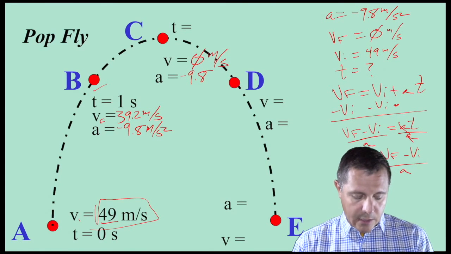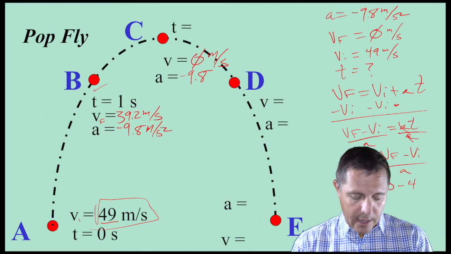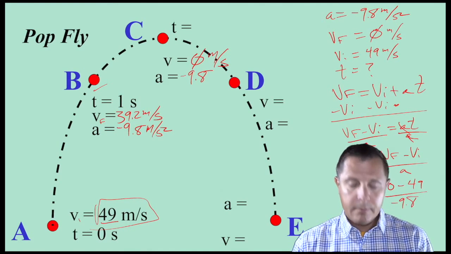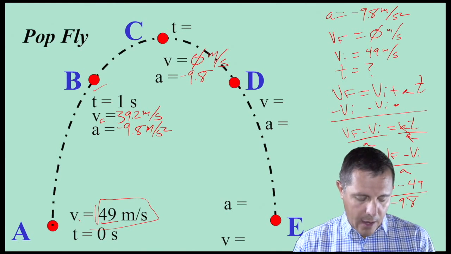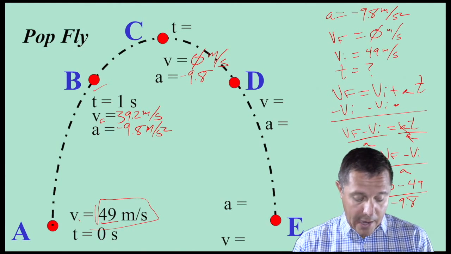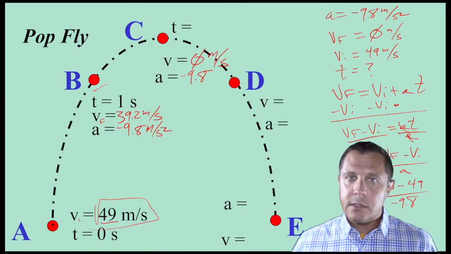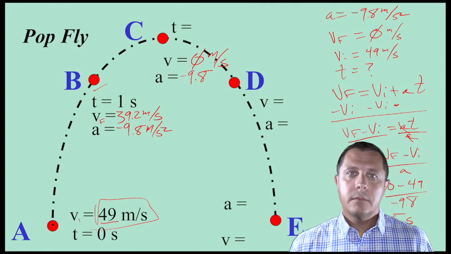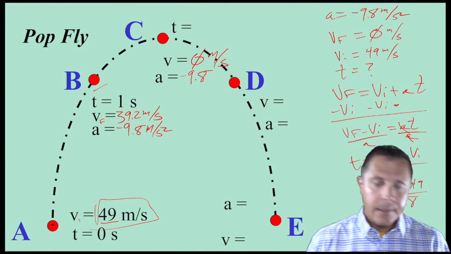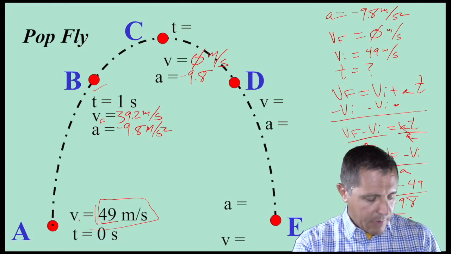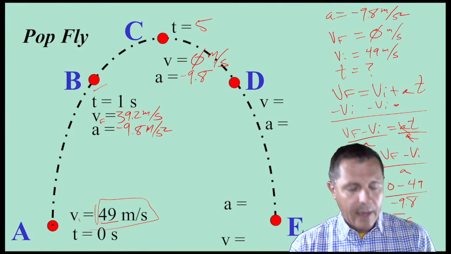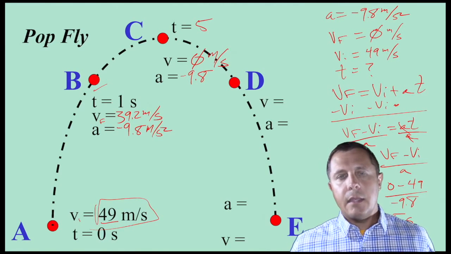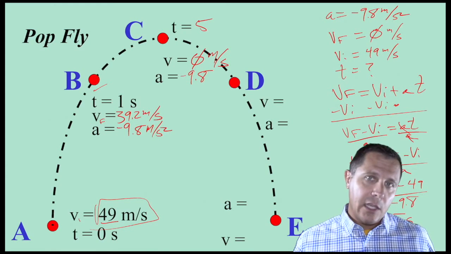My final velocity was 0. My initial was 49. My acceleration was negative 9.8. I divide that out, and I should get a positive time because you're not going backwards in time. So I get a time of 5 seconds. So my time at the peak, it took 5 seconds. Now, that's just a little practice doing your calculation.